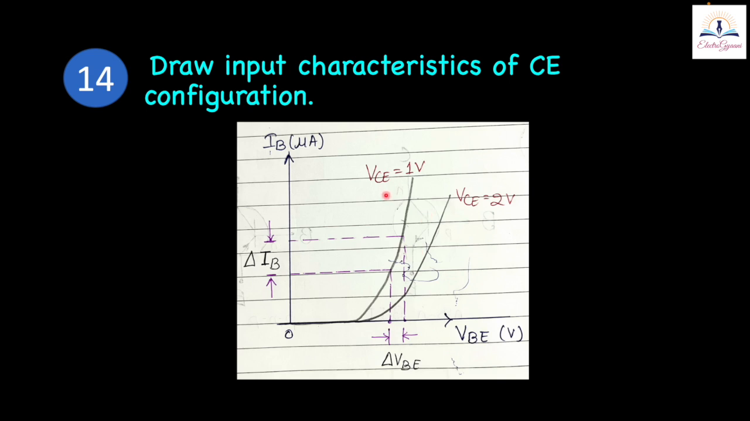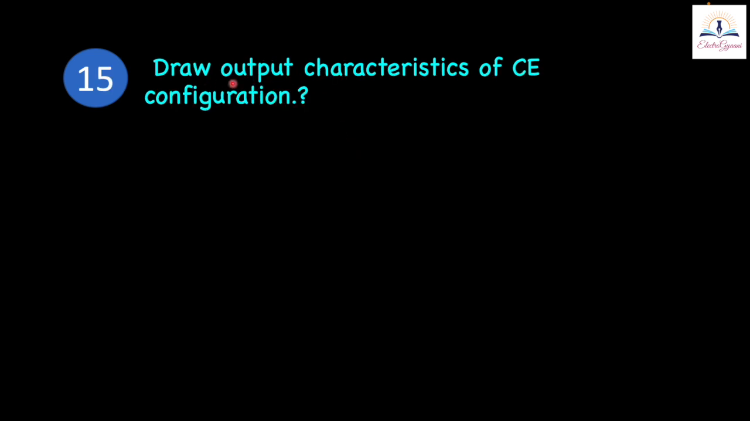Now if we increase this collector-emitter voltage, then this current will go down, and the input resistance is given by the change in base-emitter voltage over the change in base current. Now, draw output characteristics of common emitter configuration.